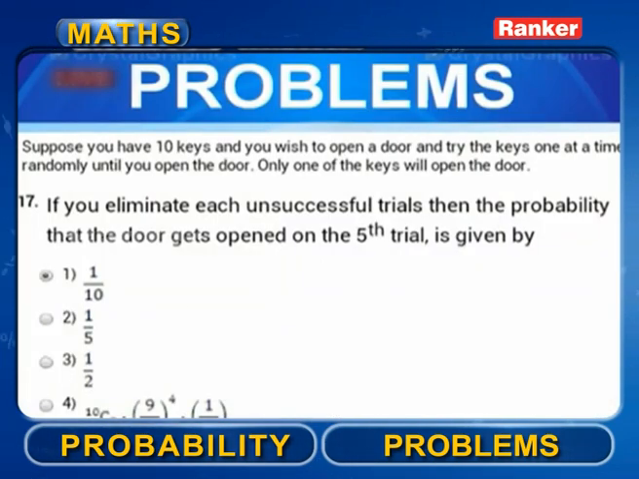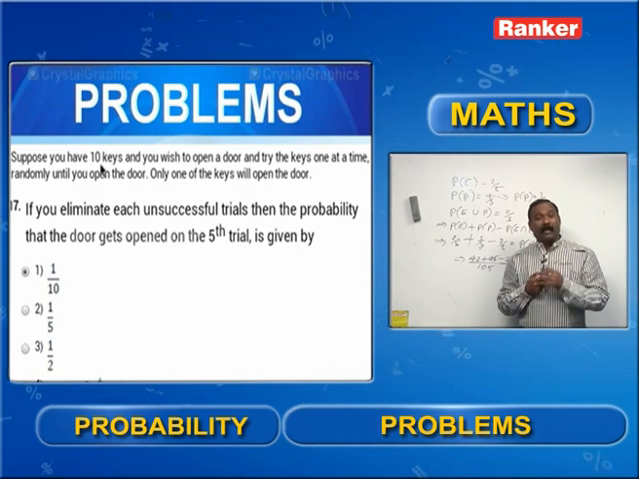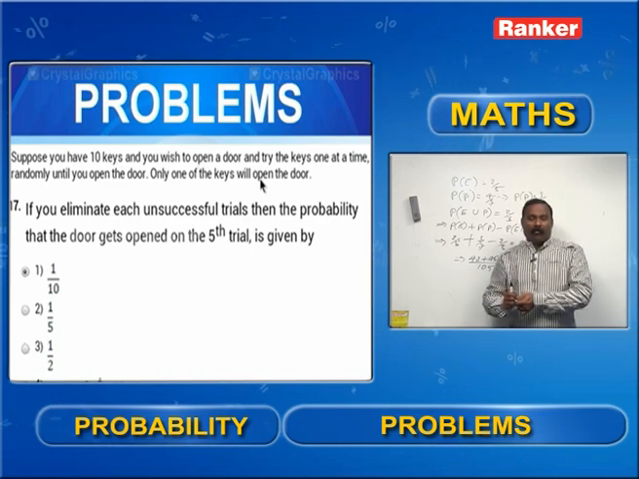It's an interesting problem. Suppose you have 10 keys and you wish to open a door and try the keys one at a time, randomly, until you open the door. Only one of the keys will open the door. How many keys are in hand? 10 keys are in hand, and we are trying one by one.